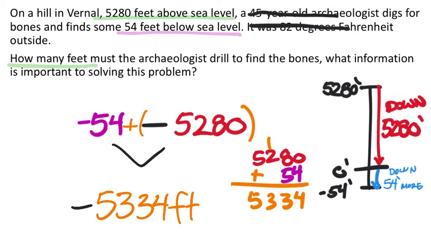I feel like there's some redundancy there, right? The drilling and the negative. Because drilling for bones, you'd have to go downward. It seems weird. If you wrote negative 5,334 feet, to me, I'm okay with that. Again, the negative part here just has to tell us that it was to go down. And so if you just wrote down 5,334 feet, that's fine.